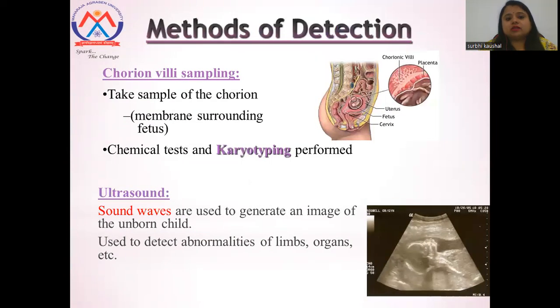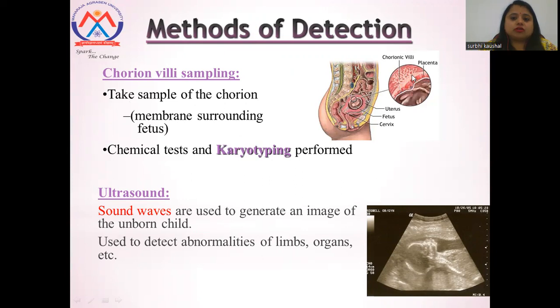Now, what are the methods to detect these chromosomal abnormalities, or chromosomal mutations? First is chorionic villi sampling. As all of you know, the chorion is the embryonic membrane that surrounds the fetus. As you see in this diagram, these are finger-like structures originating from a membrane.